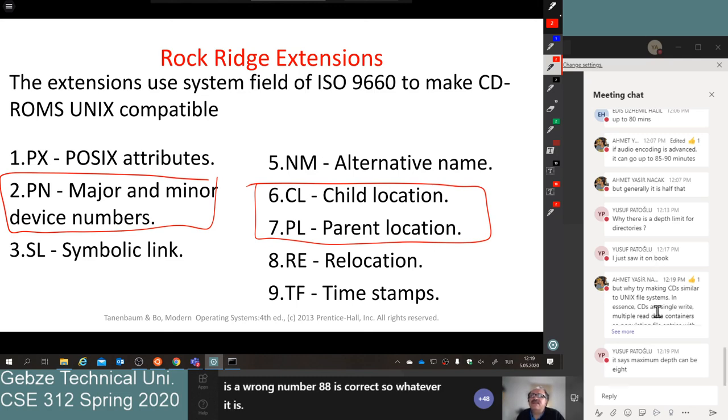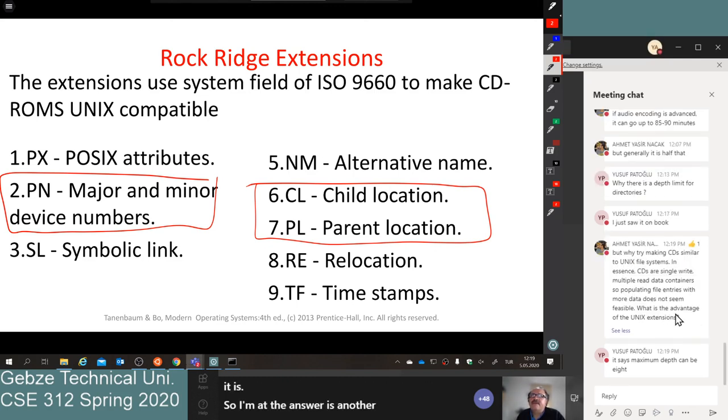So Ahmet Yasir has another question. Why try making CD similar to UNIX file systems? In essence, CDs are single-write, multiple-read data containers, so populating the file entities with more data does not seem feasible. What is the advantage of UNIX extensions?